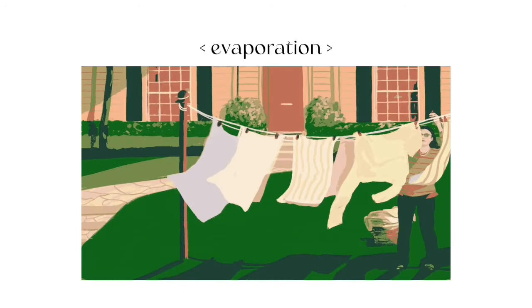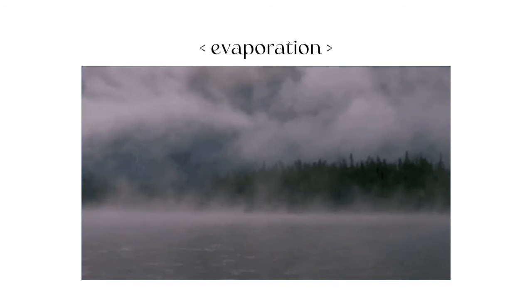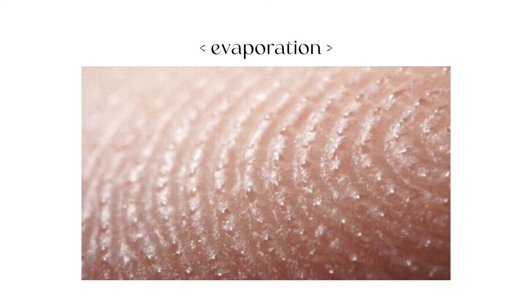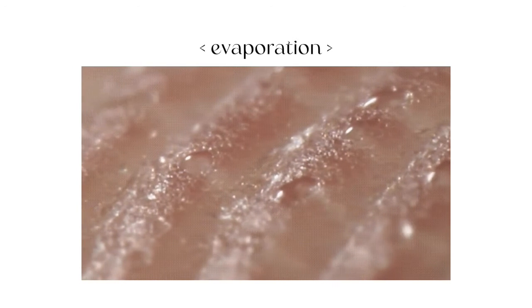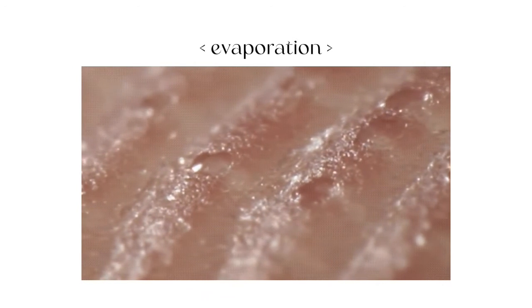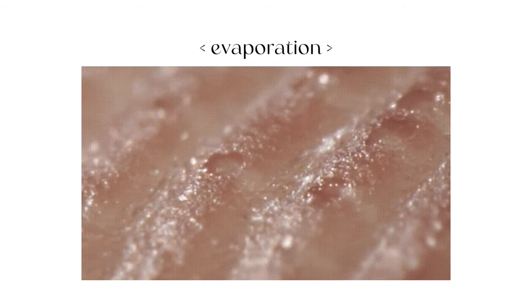Our clothes get dry because of evaporation. Water level in ponds and lakes gets reduced because of evaporation. Sweat from our skin gets dry because of evaporation. As sweat molecules are removed from skin, new sweat particles come out and bring heat with them.